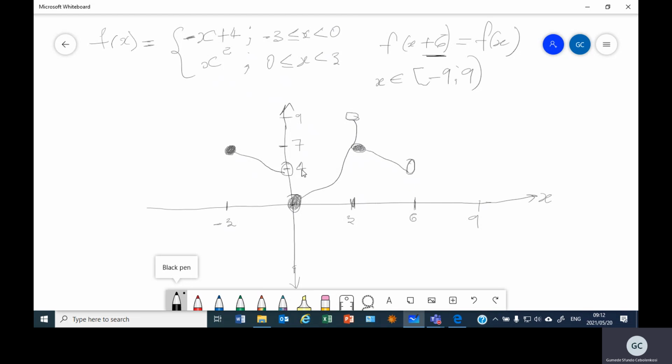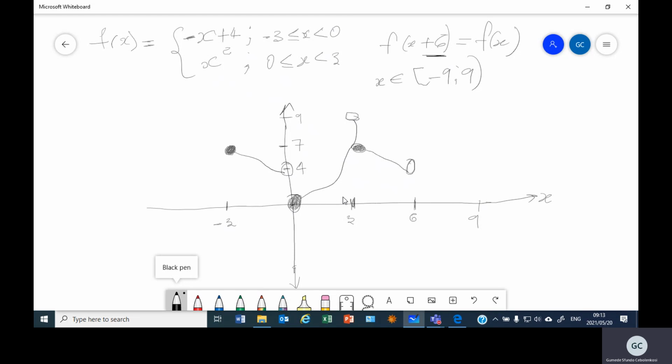Then, so we've moved this. We've moved it 6 units to the right because the period is 6. This point was at -3. If you add 6 to -3, it goes straight to that. This point was at 0. If you add 6 to that, you go straight to that. Now we've moved this graph 6 units to the right.